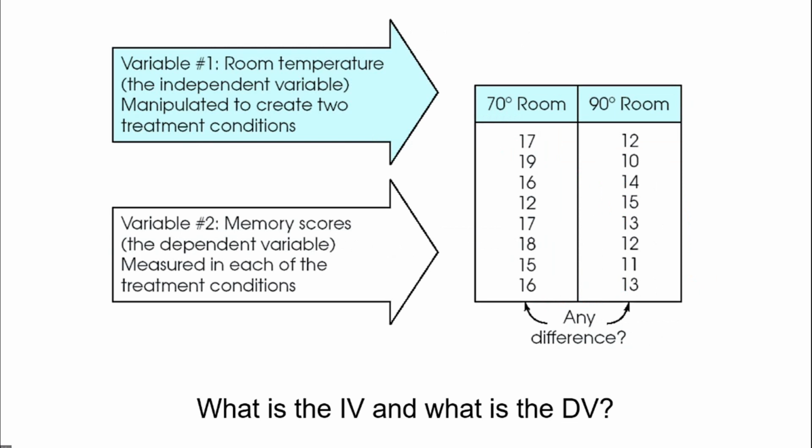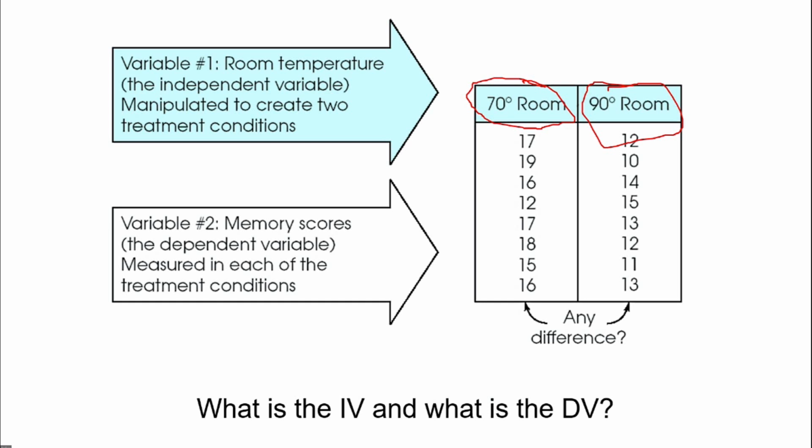All right, here's just another example, and again we see two conditions, so this one is pretty similar to the last one, a 70-degree room versus a 90-degree room. We have two conditions, and then we see memory scores. How does temperature affect memory? So again, the outcome is memory, and temperature is affecting it. So temperature is the independent variable, memory is the dependent variable.